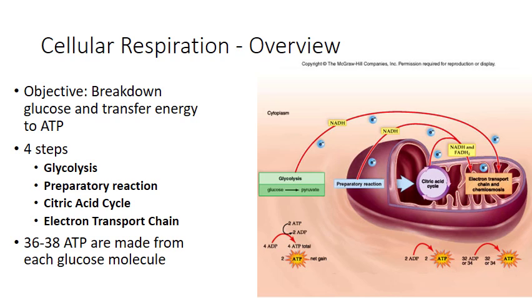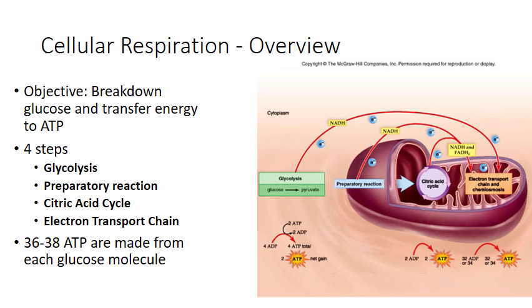Again, the objective of cellular respiration is to break down glucose and make ATP. And we're going to do that in 4 distinct steps that are happening in different locations and have different purposes. So first, we're going to have glycolysis. I'll go into the specifics as we go through the next slides, but just to give you an overview of what's happening. First, we have glycolysis.